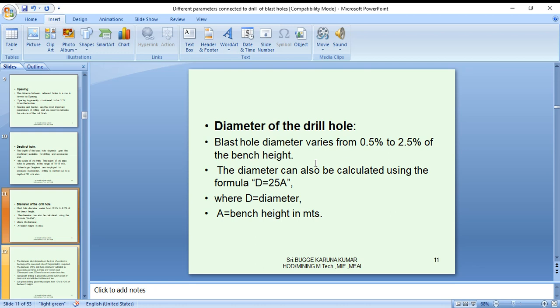So what is the bench height? 25 multiplied with 12 meters is the height of the bench for the 300 diameter. Similarly, it can be calculated if the height is 10: 25 multiplied with 10. So 250 diameter can be suitable for a 10-meter bench height. So these are the thumb rule parameters for the initial understanding of the diameter.